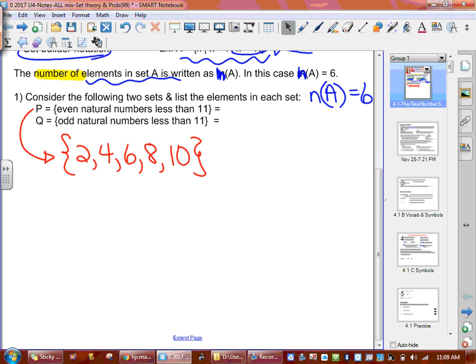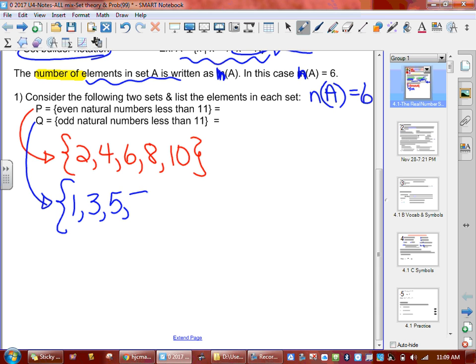Okay, we're just going to continue now. We're going to write set Q. Set Q says odd natural numbers less than 11. So this time we're going to start with 1, and we're going to do all of the odd numbers. So set Q: 1, 3, 5, 7, 9. Will I include 11? No, because it says less than 11. Good job. So we will end at 9.